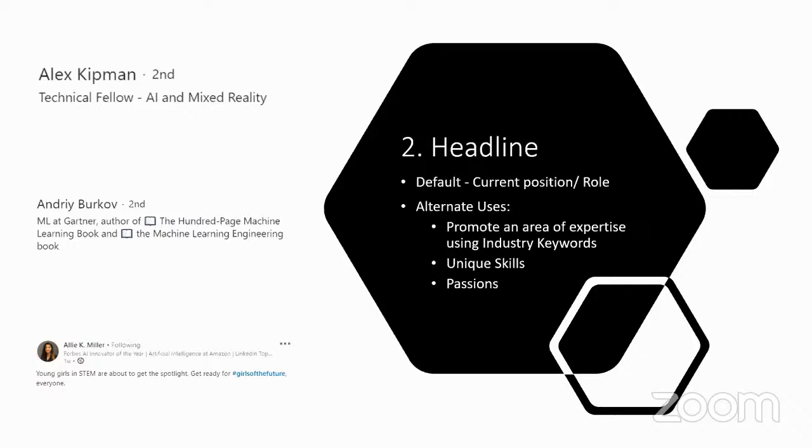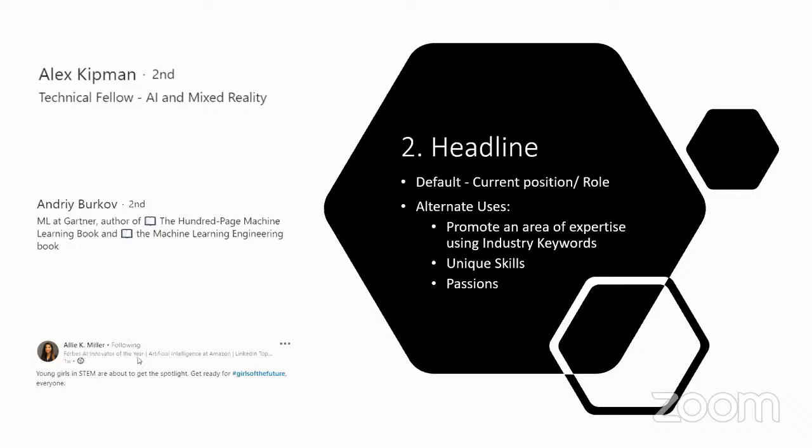One thing is you can use it to promote an area of expertise that you have. Whenever you're promoting your area of expertise, don't forget to use industry keywords. For instance, when you look at this, this is Alex Kipman. He's one of my favorites. He's a technical fellow at Microsoft. And if you look at this, his headline says AI and mixed reality. That is his industry. That is something that he's passionate about. One thing about headlines is whenever you set this one, wherever you post it, it comes right here. So, for example, it says when you post something, Ali K.